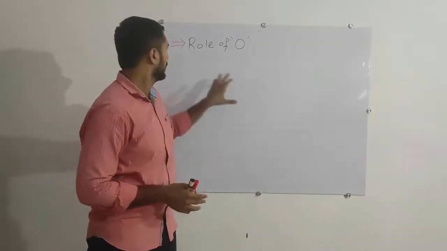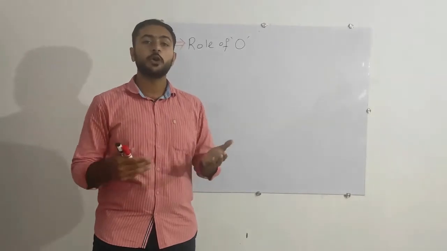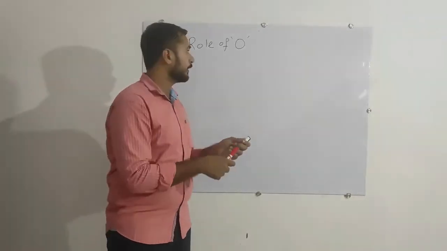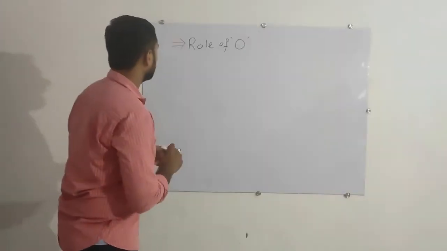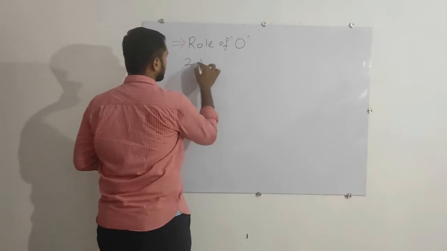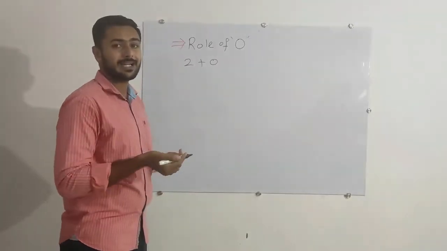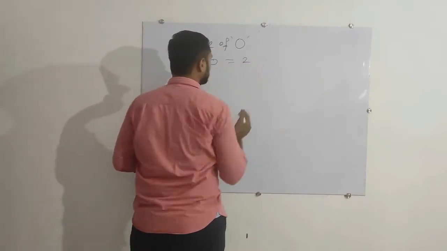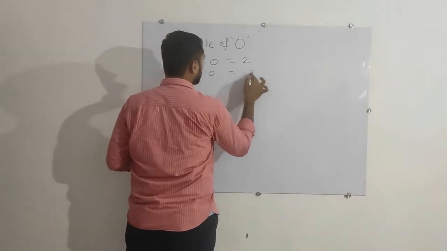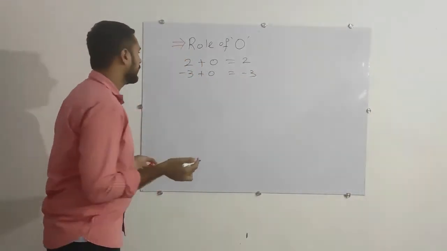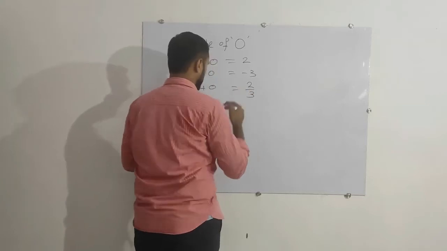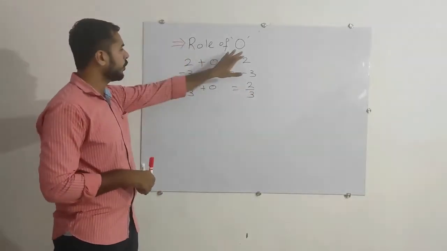So let's start with the role of 0. Role of 0 means we will just check what we do with 0 in the different operations of mathematics. Let's start with addition. Suppose for addition, I do 2 plus 0. What answer will I get? That's 2. The same thing, if I select any integer, minus 3 plus 0, it will be minus 3 only. If I select any rational number, 2 upon 3 plus 0, it will be as it is. No change if I add 0 to any number.